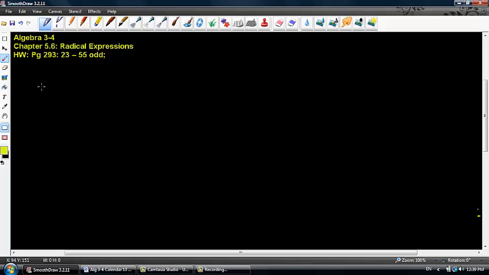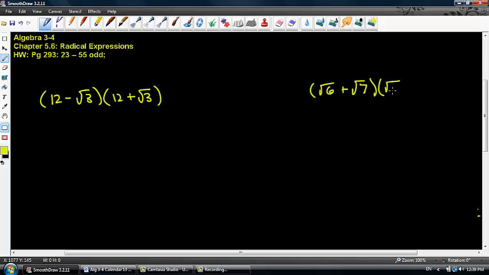If I tell you a conjugate is 12 minus rad 3, well, if I have 12 minus rad 3, its conjugate is 12 plus rad 3. Same terms but opposite symbols on the inside. So again, if I give you, say, rad 6 plus rad 7, its conjugate would be rad 6 minus rad 7. And these FOIL out in a very unique kind of way.